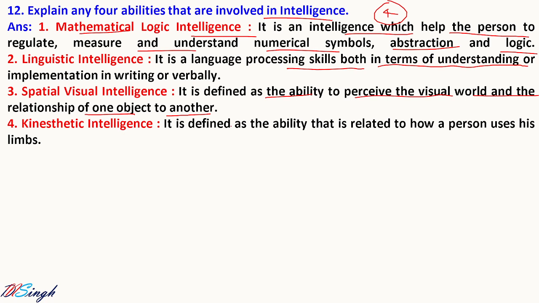काइनेस्थेटिक इंटेलिजेंस, it is defined as the ability that is related to how a person uses limbs. ओके, तो बॉडीली मूवमेंट जो है उनके कितने बेहतर हैं और कितना कंट्रोल है, उसको एथलेटिक्स में जो आप देखते हैं वो काइनेस्थेटिक इंटेलिजेंस होती है.